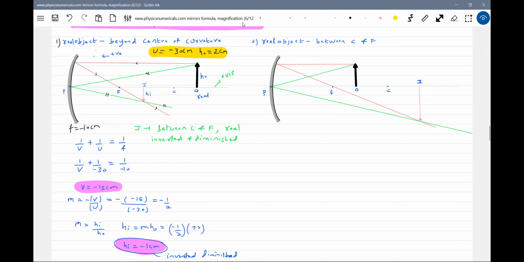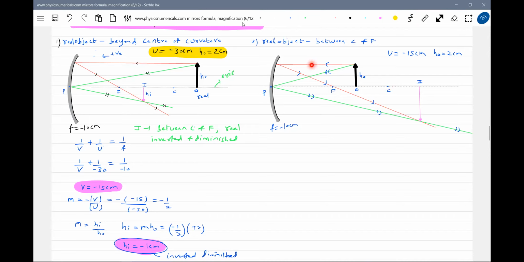Similarly, with the same focal length, we will continue with the same concave mirror. The object is kept between C and F, where the object distance is now minus 15 centimeter, and the height of the object is 2 centimeter. Where's the object? Object between F and C. The object is kept between focus and center of curvature.